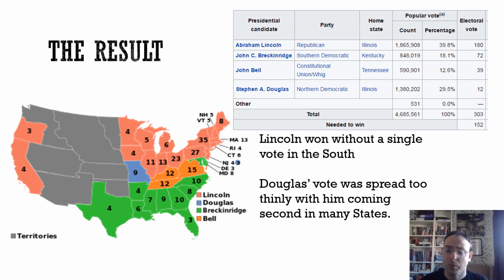Now, Lincoln doesn't get a single vote in the south. So this is the basis then of a lot of stuff that we'll see in terms of secession and Southern complaints. How can we have a president when we didn't all vote for him? This shows the system's unfair.